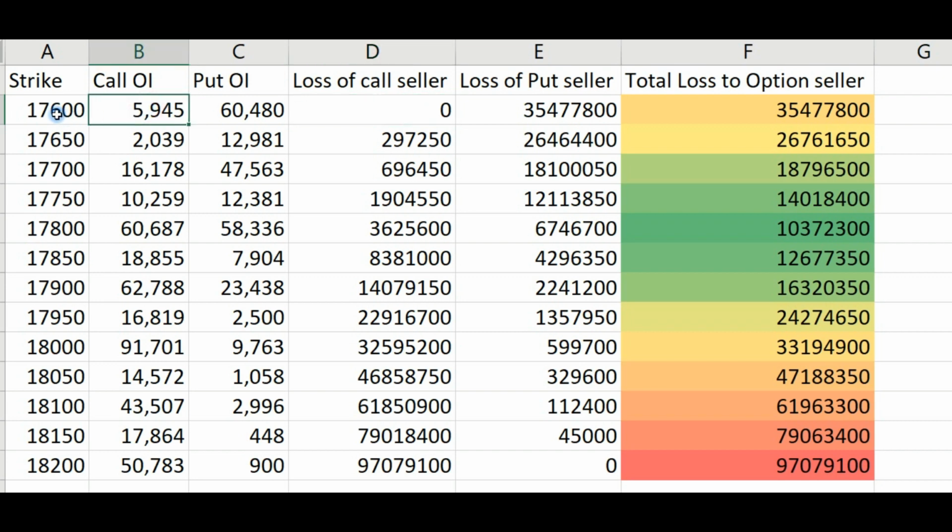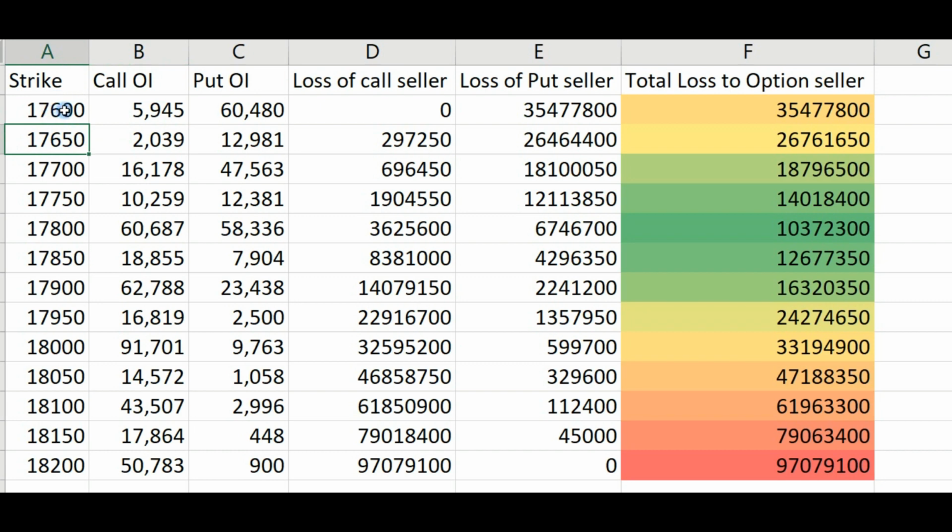Call seller will not have to give any money, because if Nifty is expiring at 17,600, these all will be out of the money strikes, and 17,600 will also be zero. So premium will be zero, they will not have to pay anything. But what will happen if expiry is at 17,650?